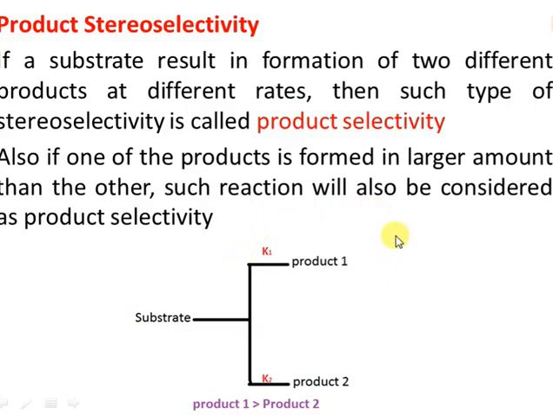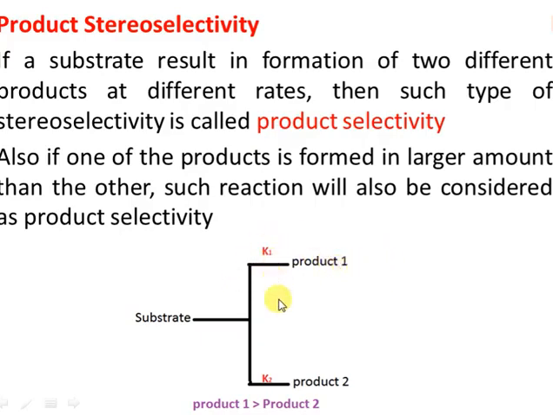So this is selectivity, but the selectivity is only depending on the product. It's not depending on the substrate, because the substrate is the same and we are getting two products, right? So if a substrate results in formation of two different products at different rates, then such type of stereoselectivity is called product selectivity, because the selectivity is only depending on the product. Also, if one of the products is forming in larger amount than the other, then such a reaction will also be considered product selectivity, right? So the product selectivity is dependent on the rate of reaction as well as the amount of product formed, right?